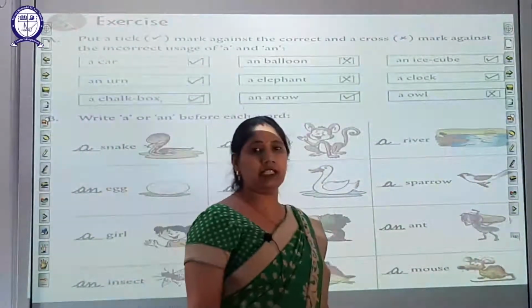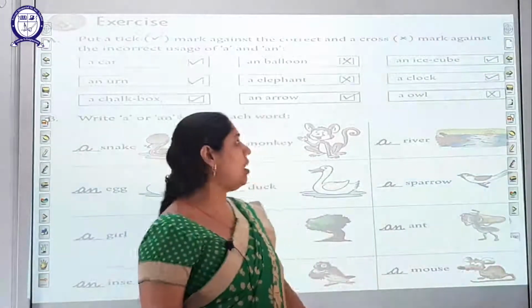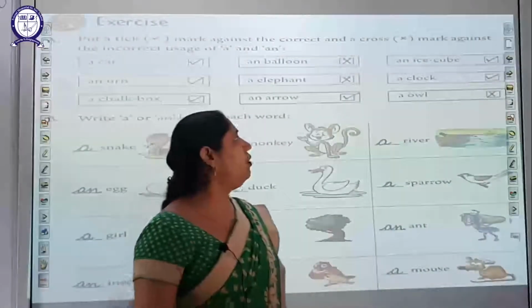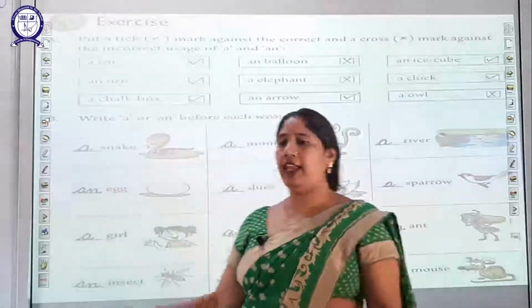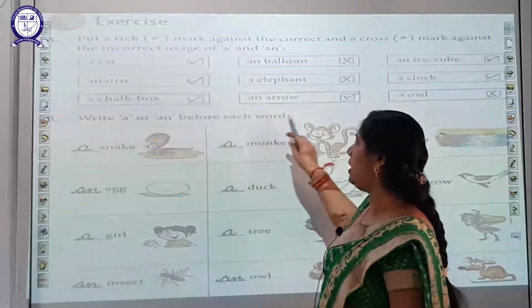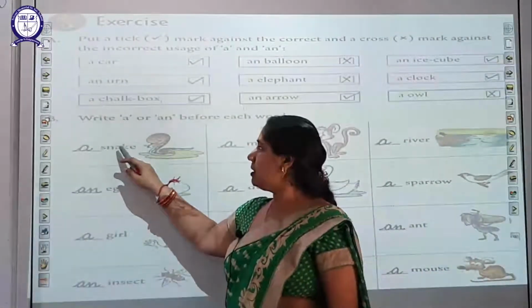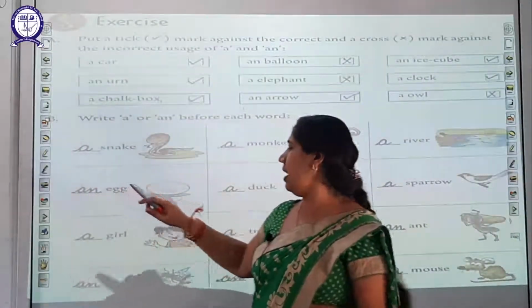A owl. This is incorrect. Owl: O is a vowel sound. So we have to mention an instead of a. So it is an incorrect word. Write a or an before each word. Snake. S is a consonant sound. So we have to write here a.